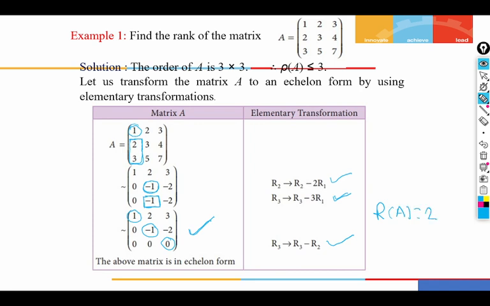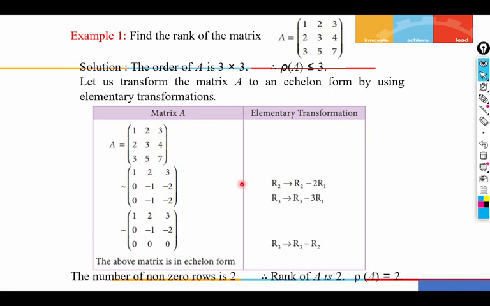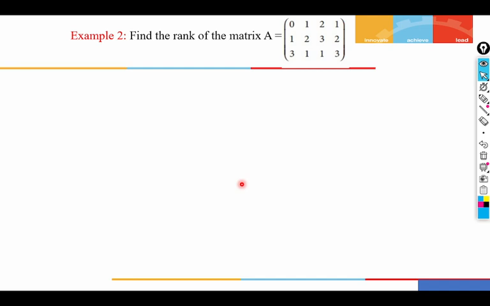If you follow the standard process, using A11 you make these two zeros, and using A22 you make the entries below it 0. Quickly, in a minimum number of steps, you get the rank. Otherwise, if you start making zeros at random positions, then you may require more steps. So better to follow the standard process here. So that's about rank. Rank is 2 here.